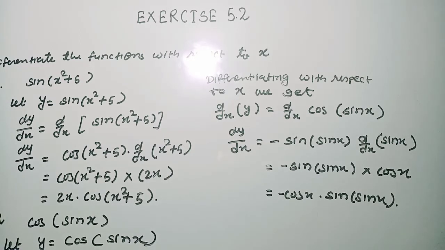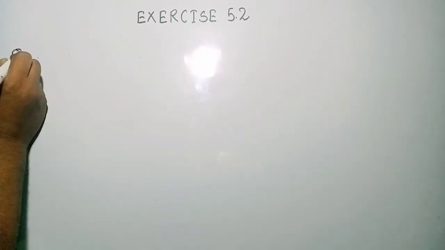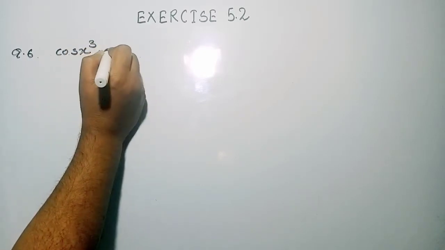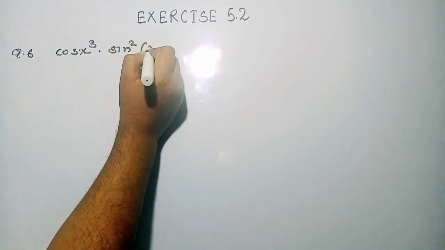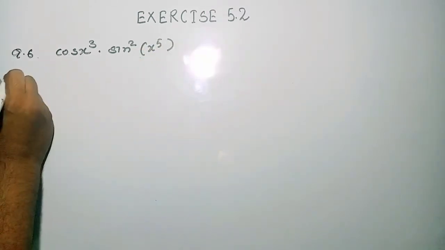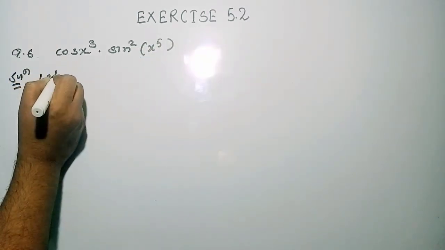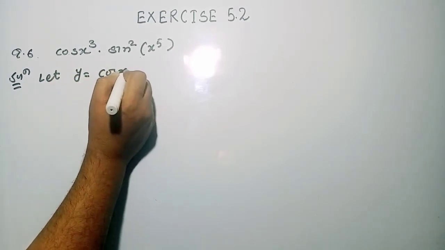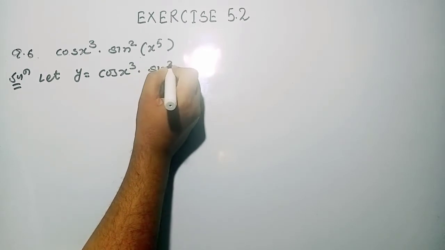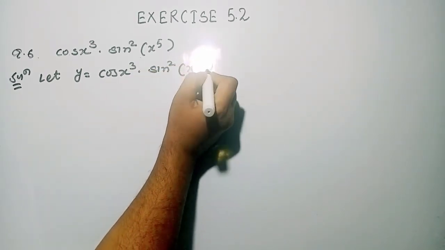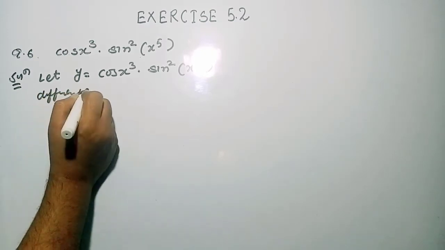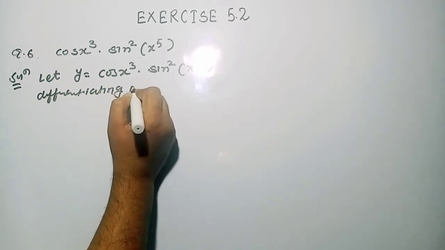Okay students, so now moving to the next question. The question is cos x cube into sine square x to the power 5. First of all, let us consider y is equal to cos x cube into sine square x to the power 5. Now differentiating with respect to x.